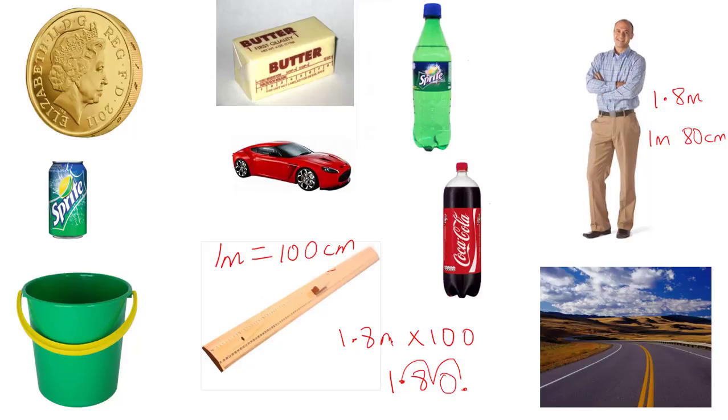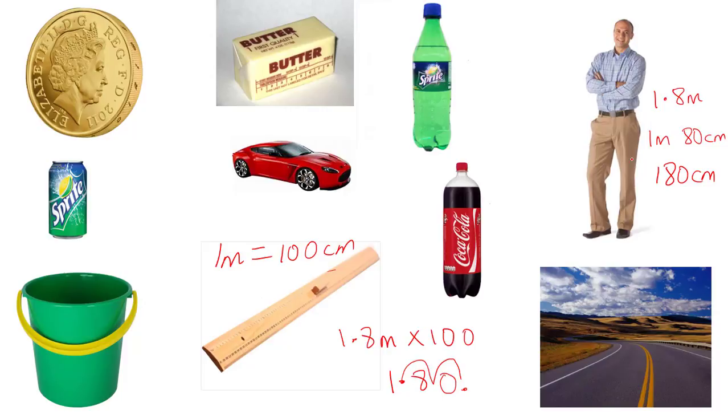Right? So 1.8 meters. To convert that to centimeters, all you need to do is to times it. You just times it by this number here. Okay. So the answer is going to be 180 centimeters. So this man is 180 centimeters in height. Okay. So he's 1.8 meters or 1 meter and 80 centimeters or 180.